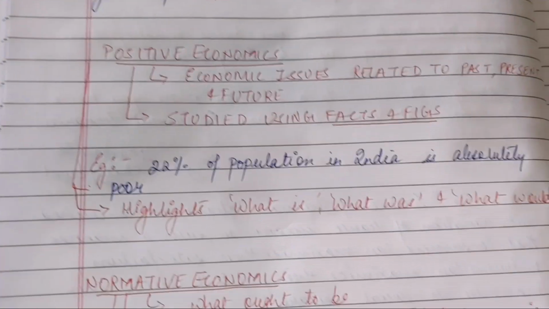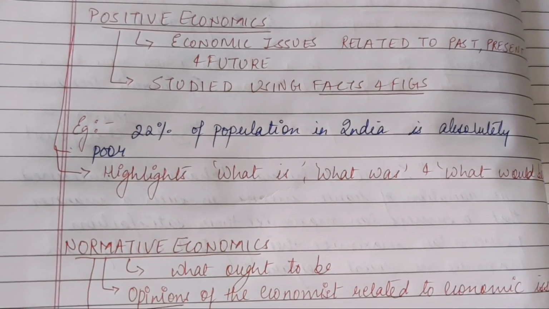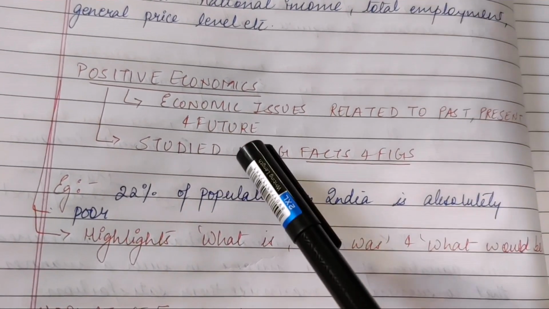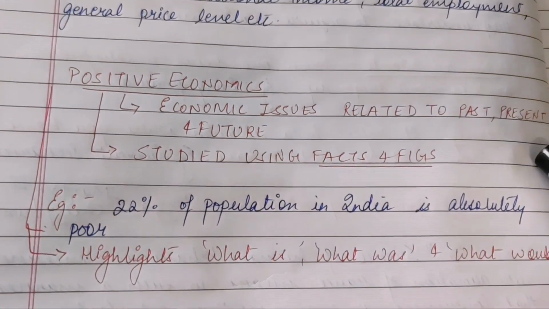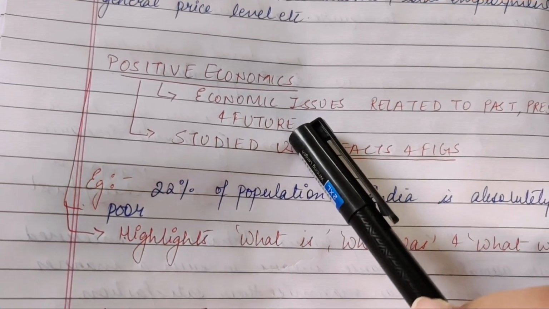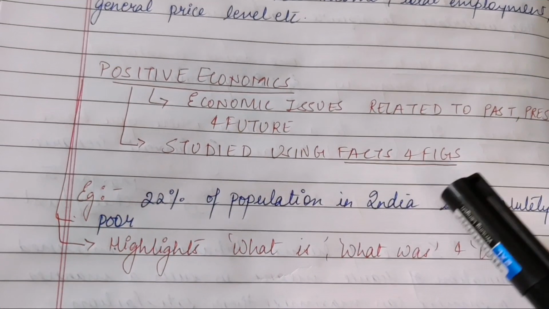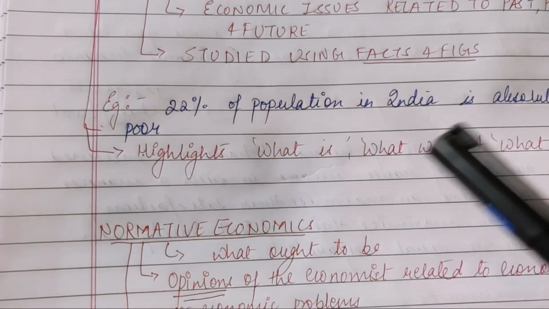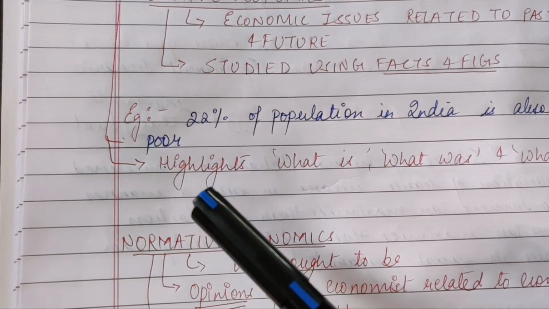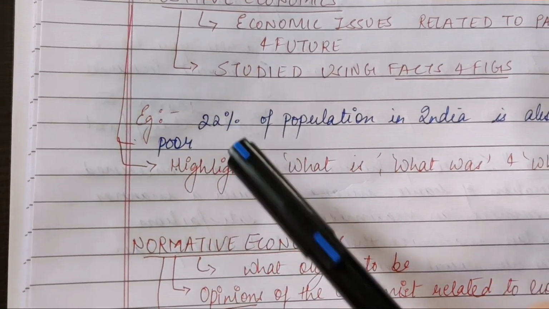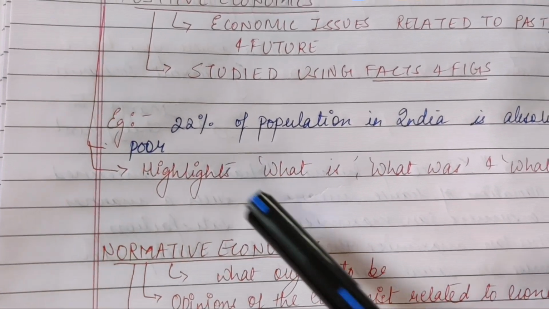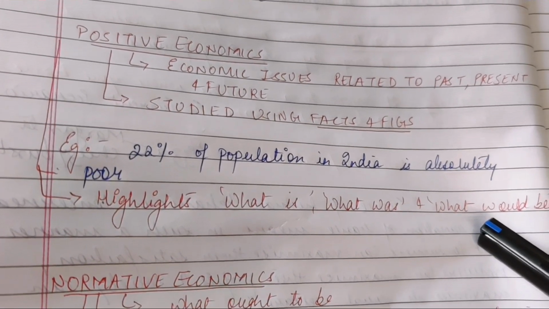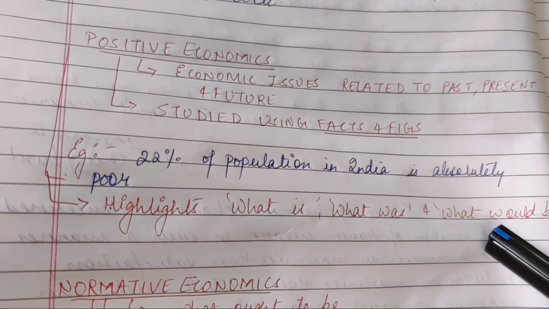Now, going forward with the positive economics. Positive economics is basically that economics which deals with issues related to past, present, and future. It studies using facts and figures. Like for example, 22% of population in India is absolutely poor. So it not only highlights what was, but it is also highlighting what is and what would be. So these are the three terminologies, and based on that we can also go for the characteristics.